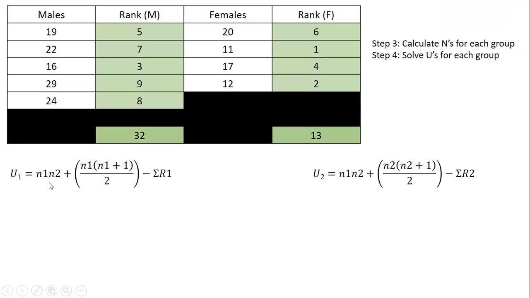So here's our U formula. So we got one for the male group, one for the female group.